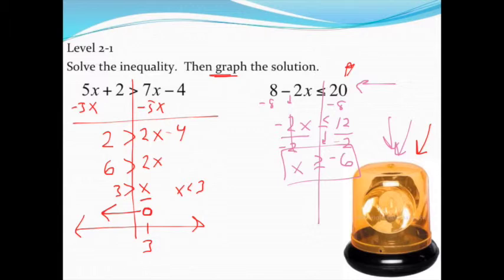x is greater than or equal to -6. So I'll get my number line. Since I am allowed to be equal to -6, I'll go ahead and fill in that circle because -6 is a solution. All the numbers that are greater than -6 would be numbers like 0 or 20 or pi or 37 billion. They would all be that way on the number line.